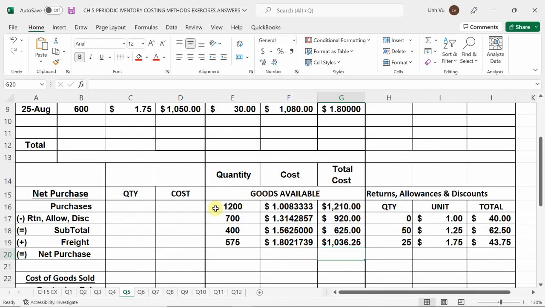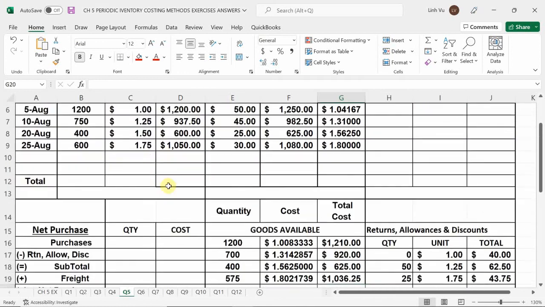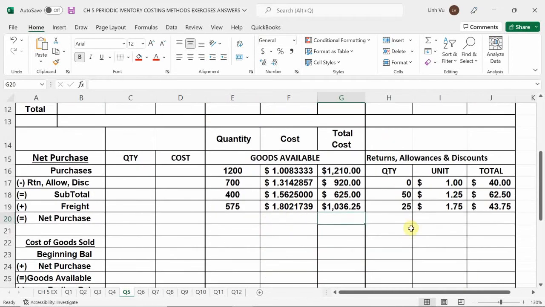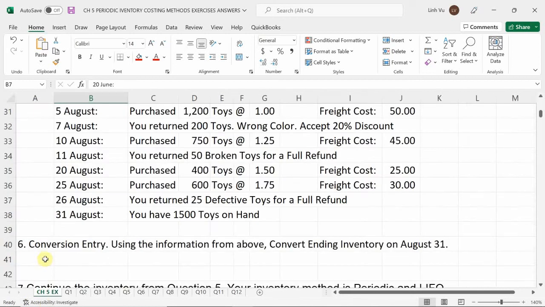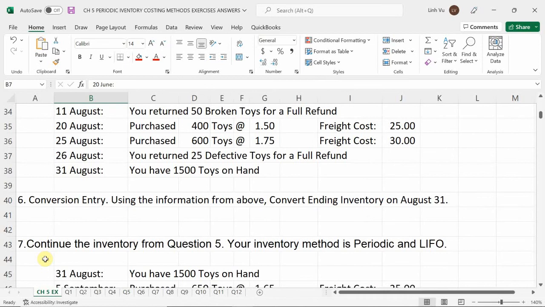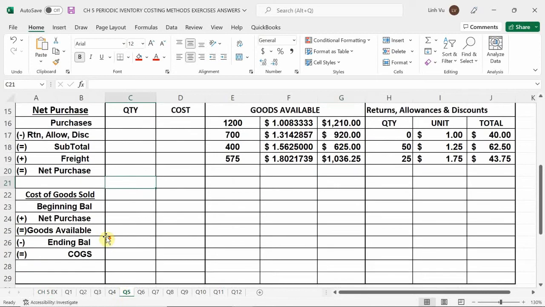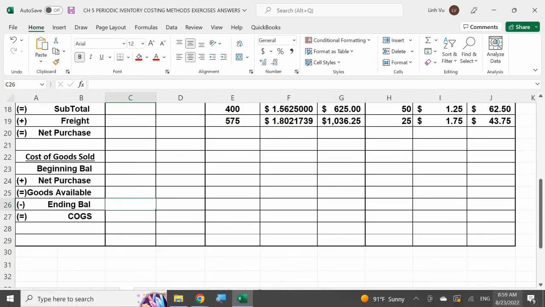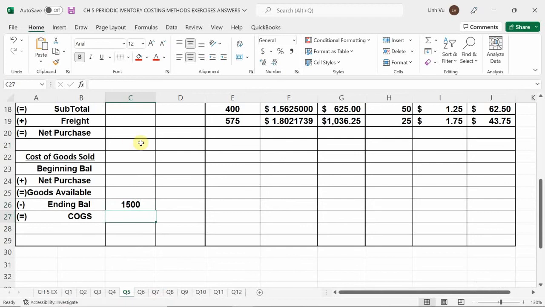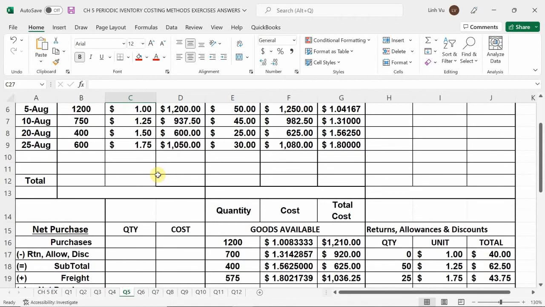All right, so those are my 4 batches of inventory. Only 3 of them were affected. Let me see what else happened. Then, by August 31st, you had a grand total of 1,500 toys on hand. So that means I reached the end of my accounting cycle. This is August 31st. I have 1,500 toys left. So therefore, I need to calculate all my sums.